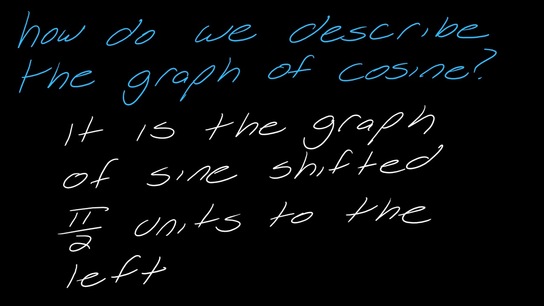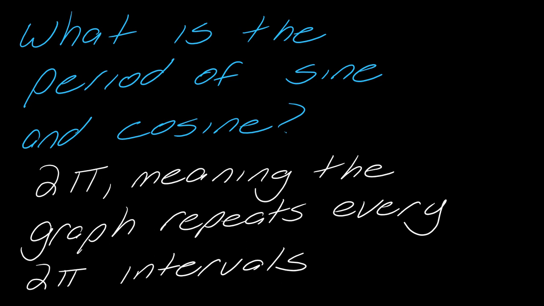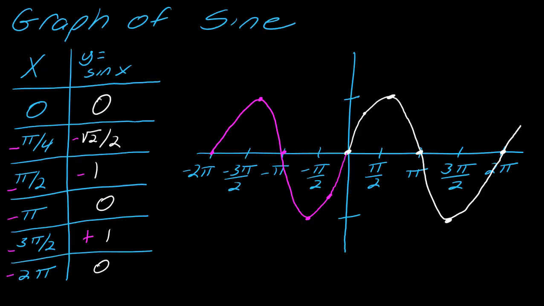Okay, so now I want to talk about a few other special terms. So we talked about period, and we're going to talk about that more in another video. But what we say for both of these is that the period of them is 2 pi, meaning that the graph will repeat itself every 2 pi intervals. So we call the period of these 2 pi, and you can see that, right?